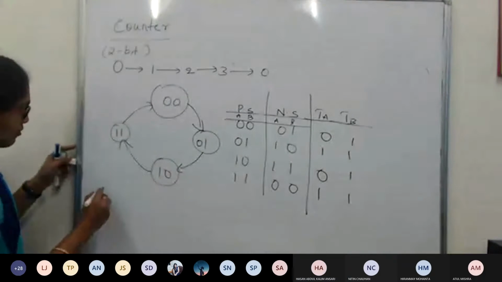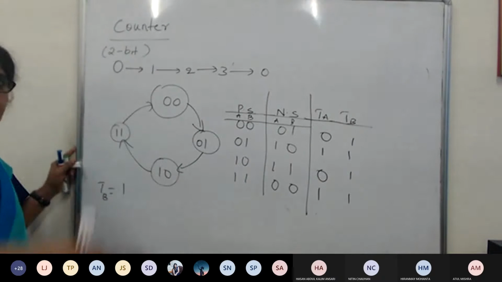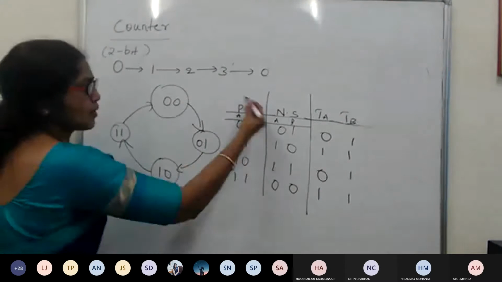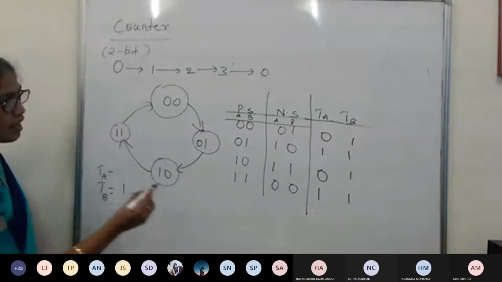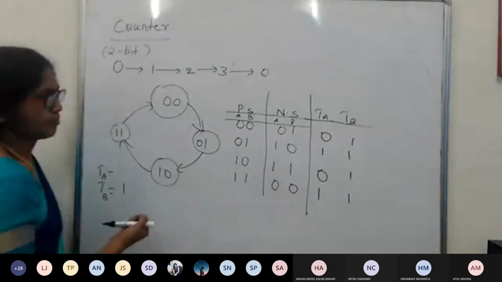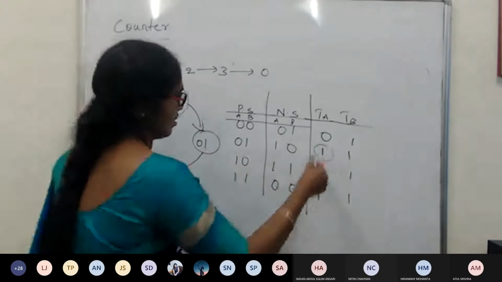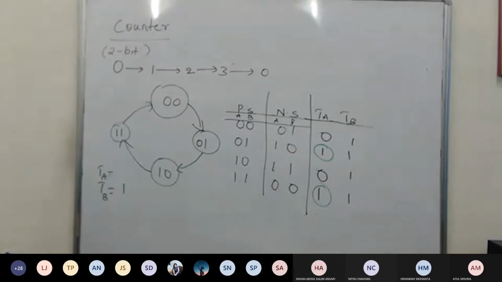So TB is nothing but what? 1. Completely done, na? TB input is already known in terms of these present states, right? Whereas TA is what? QB. What is QB, ma? I have A and B here. What is QB? Present state of B.